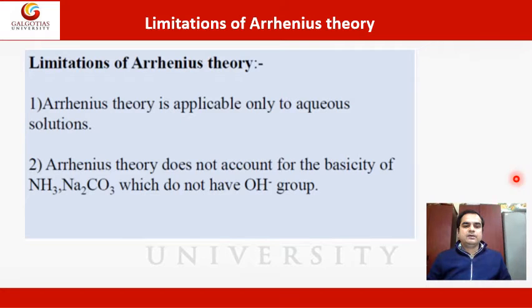What are the limitations of the Arrhenius theory? According to the Arrhenius theory, it is only applicable to aqueous solutions. The second limitation is that the Arrhenius theory does not account for the basicity of ammonia, Na2CO3, etc., which don't have an OH- group. That's why this theory failed in this case.